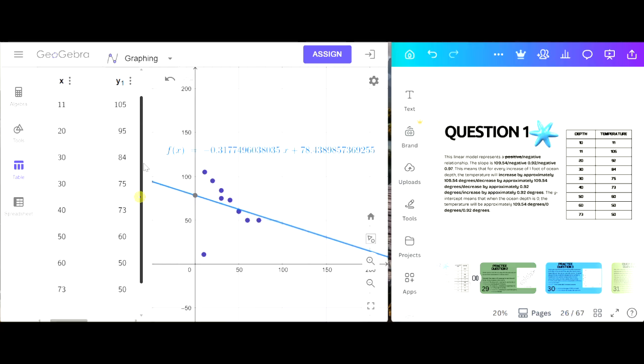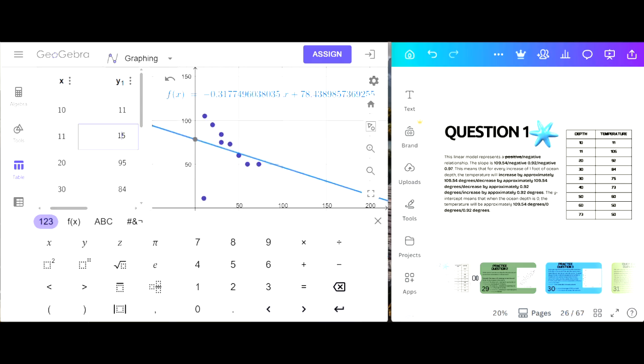Let's come back here and look. 10, 11, 20. Yes. 30, 30, 40. Yes. 50, 60, 73. Yes. 11, 105. I bet this is just 15. I bet that's where it went wrong. I bet I typed it wrong over here, because that doesn't make any sense. I bet this one's wrong too. 84, 75, 73, 60, 50, 50. I bet this isn't 95. Well, it could be.